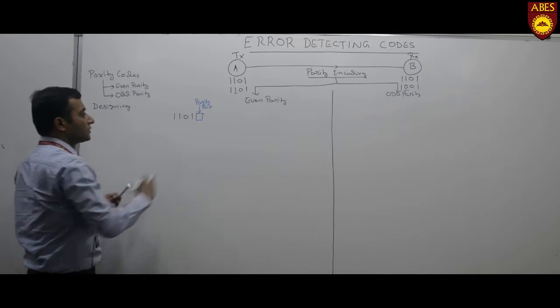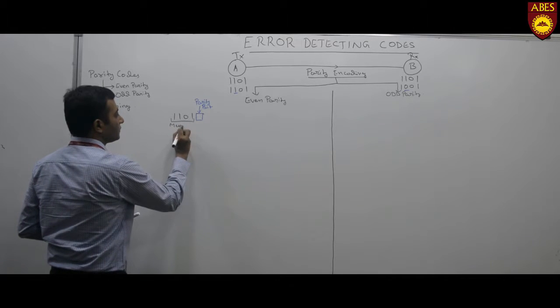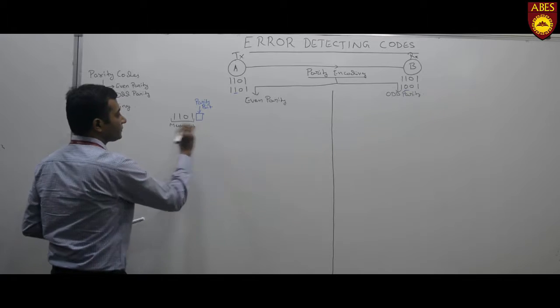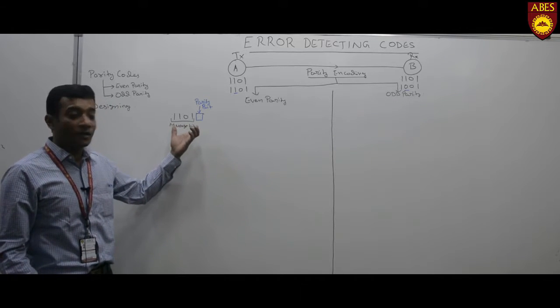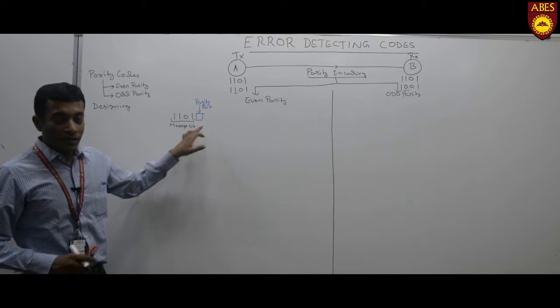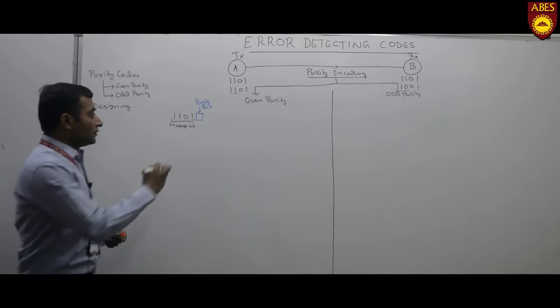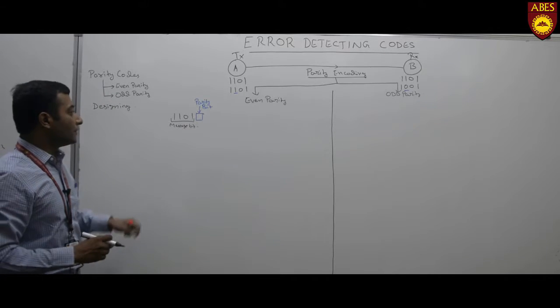Along with this message bit, and now, despite transmitting 4 bits, which was actually our message, we would be now transmitting a total of 5 bits along with the parity bit, and the receiver would also get the 5 bits.